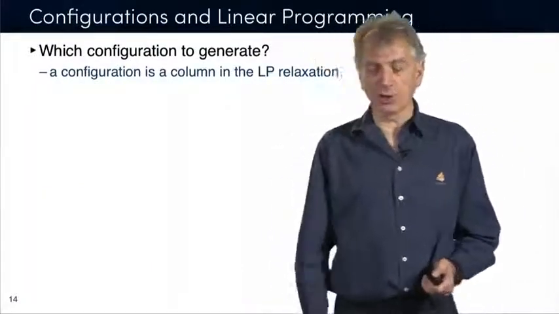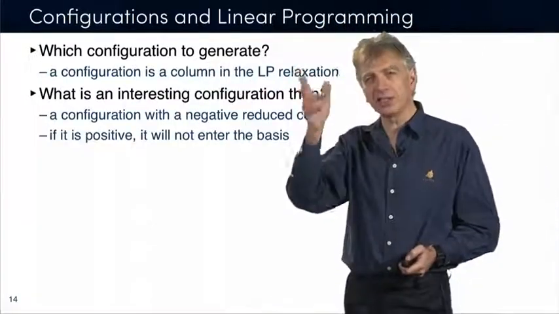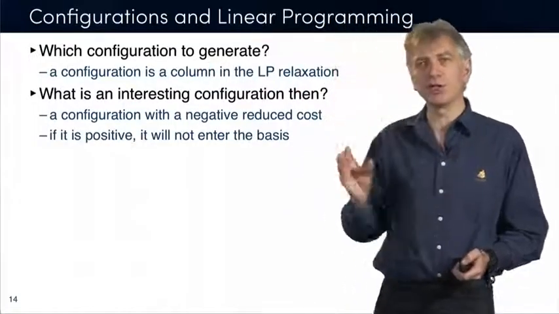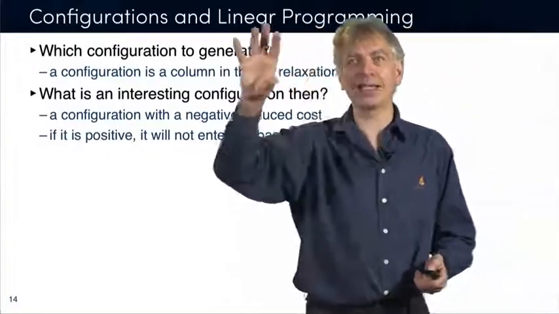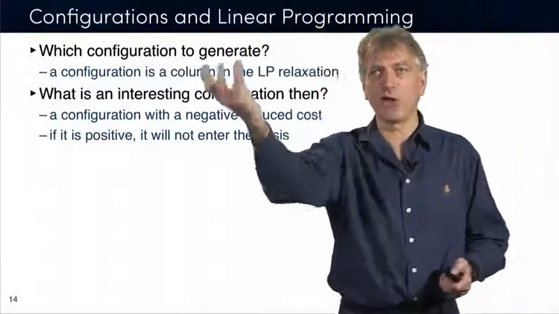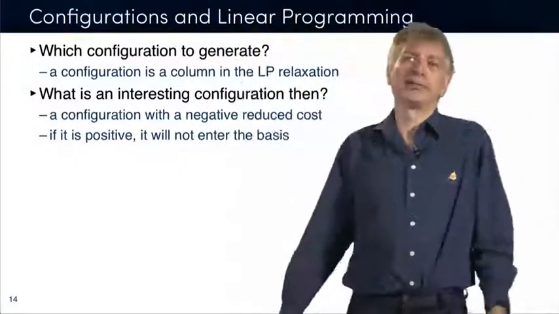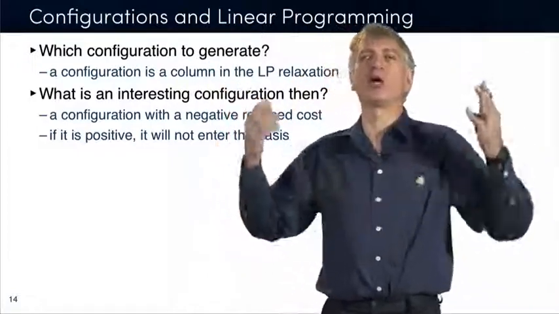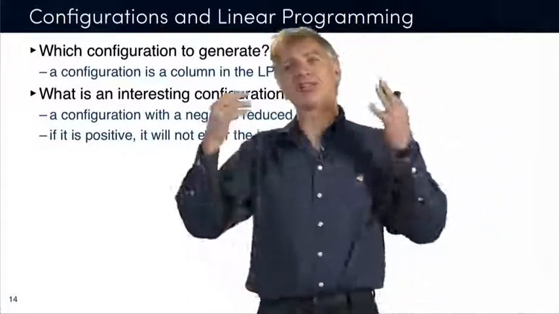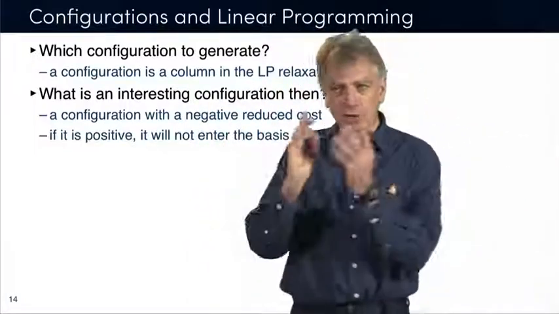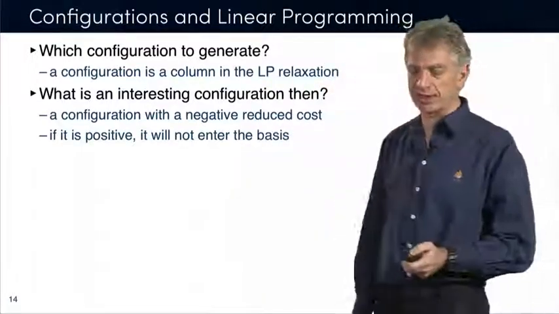So essentially, a configuration is a column inside the linear relaxation. So what is an interesting configuration? Well, it has to be a column whose variable, when I'm adding it inside the linear relaxation, is going to enter the basis. It's going to improve the linear relaxation. If it's not entering the basis, why would we put it in there? If it's already optimal, and we are adding a column that's not entering the basis, it's going to stay at the same place. That's terrible, right? So what you want is to add this column such that it enters the basis and improves the value of the linear relaxation.